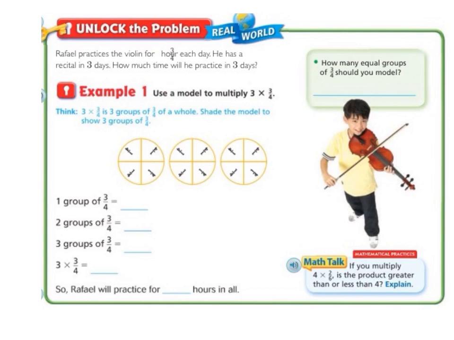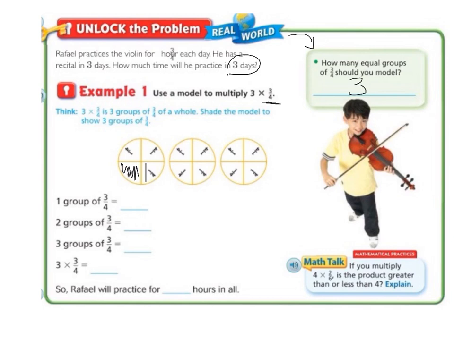The first thing that we need to do is look at our green box. It says, how many equal groups of 3/4 should we model? Well, we know that we have 3 days. So we are going to have 3 equal groups of 3/4. So first, let's use a model, a picture, to show this. Here we have circles, and each one of the circles is split into 4 pieces. So let's color in 3 of the 4 pieces, since he's going to practice for 3/4 of an hour.